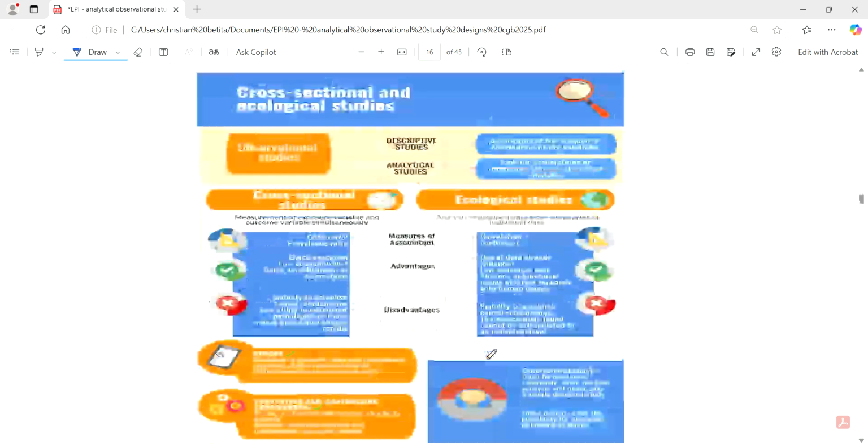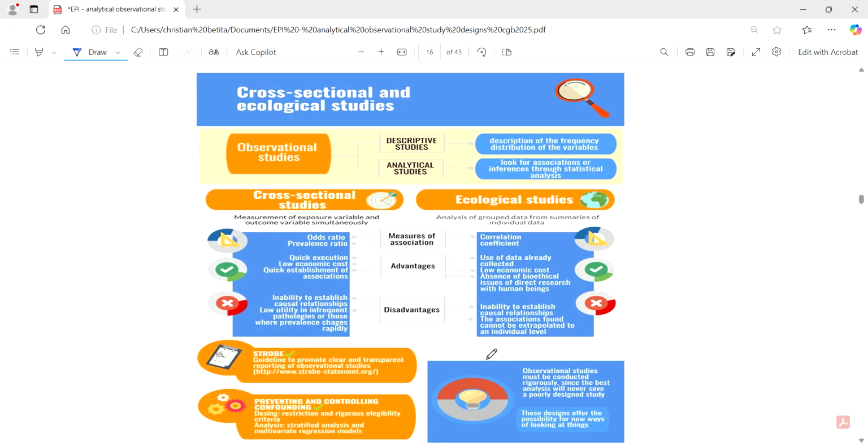Okay, so what's the difference between a cross-sectional study and an ecological study? Cross-sectional studies, the measure of association is your odds ratio, your prevalence ratio. They are quick and cheap to implement, and you can quickly establish associations. The major disadvantage of cross-sectional studies is an inability to establish causal relationship. You cannot use them for rare diseases or something where the prevalence changes rapidly.